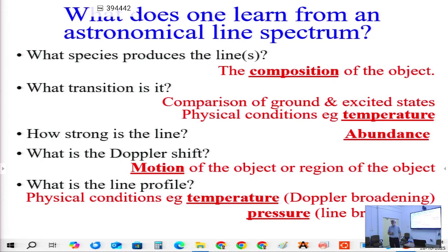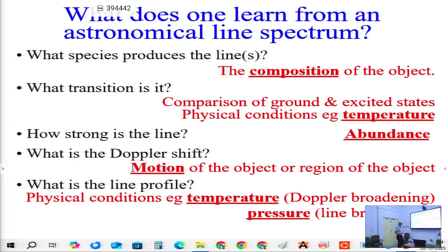If you have really high resolution, you can get a line profile, you can get the shape of the line, and that contains information on the temperature. So a Doppler shift is a uniform shift. Doppler broadening is caused by the fact that the molecules are moving around due to temperature, so you get a broadening. So they're two slightly different mechanisms, both to do with the Doppler effect.